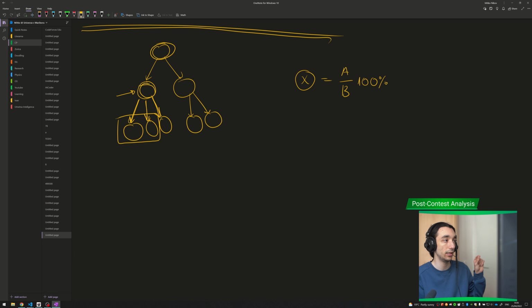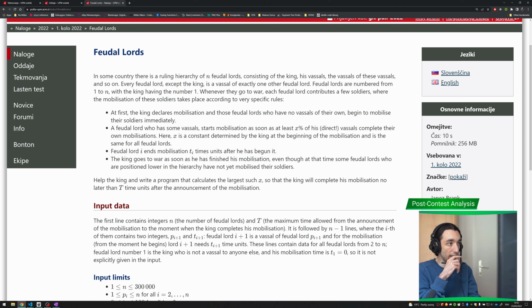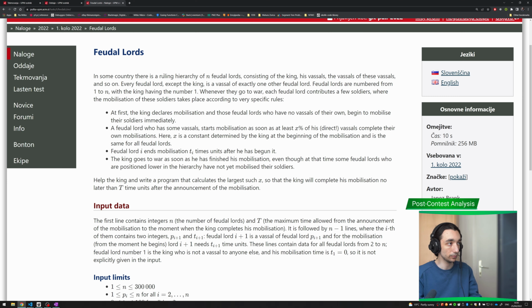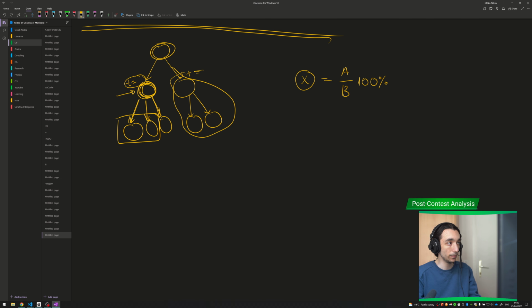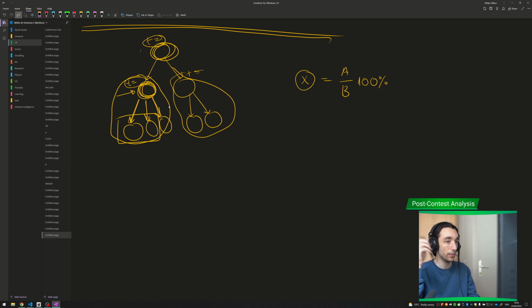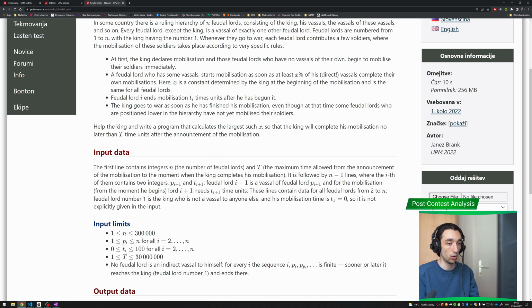Then this guy becomes mobile, but each guy also takes some time. And then you have to take the maximum of these times from each subtree, and this guy will take the maximum of this time plus the time itself. How do I explain this? This is not in the statement, you just have to figure it out. Maybe I will explain it more on the code.